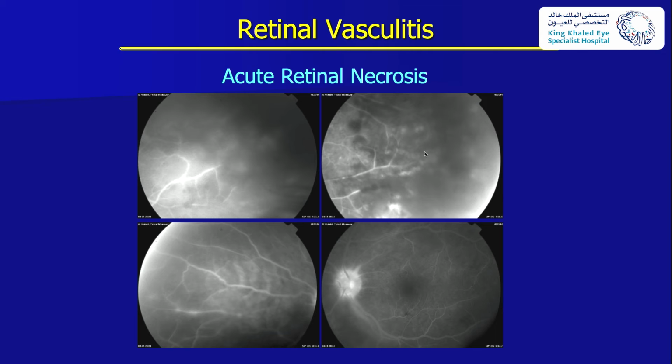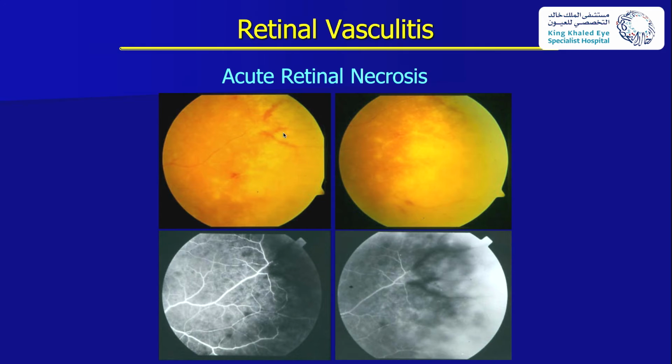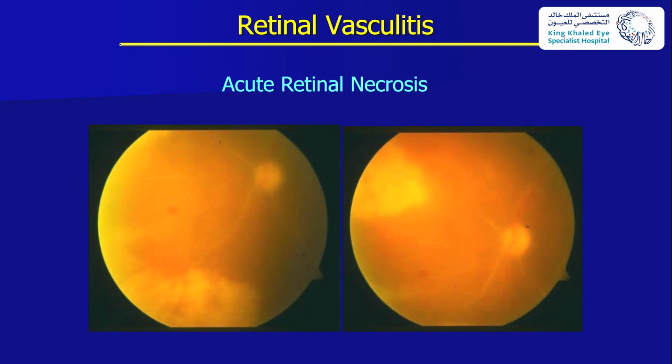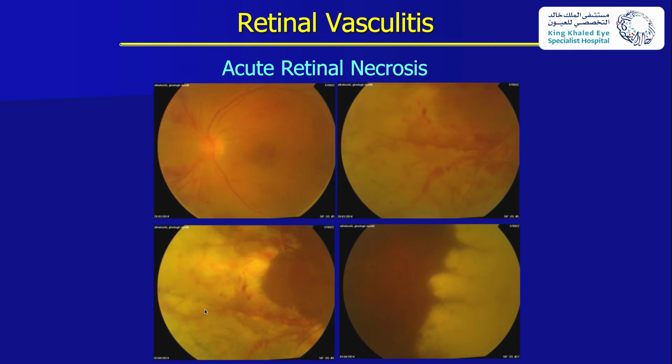If you do fluorescein angiography, you can see occlusion of the involved retinal arterioles. And this is another patient with peripheral necrotizing retinitis and occlusion of the peripheral retinal arterioles. So it is occlusive retinal arteritis with necrotizing retinitis. This is another example. You can see the arteritis, sheathing, and peripheral necrotizing retinitis.